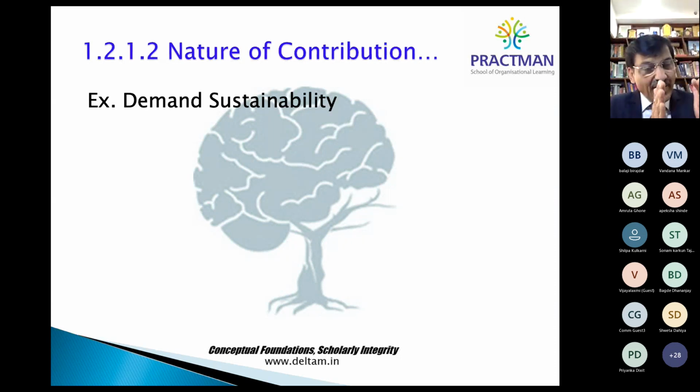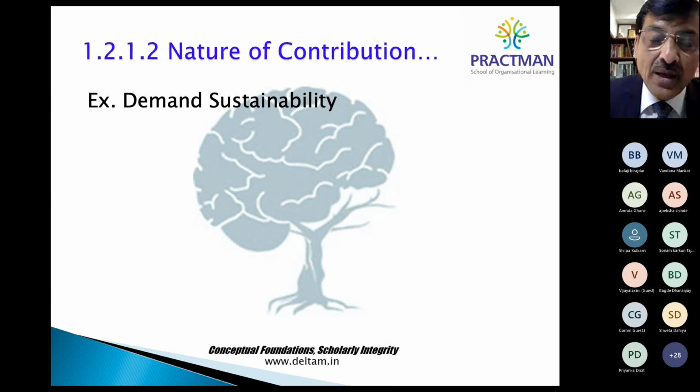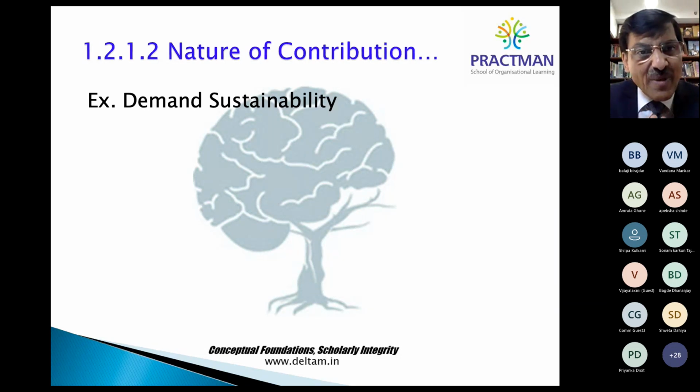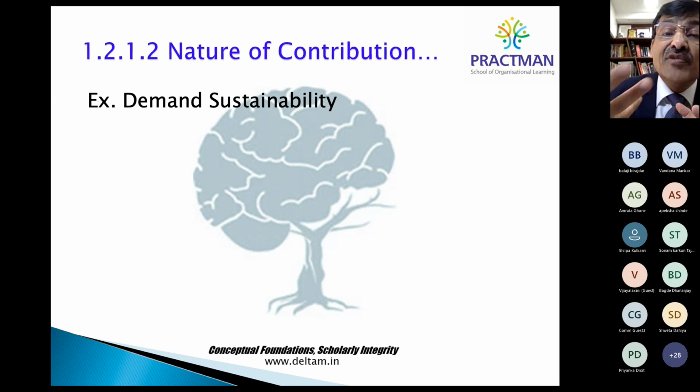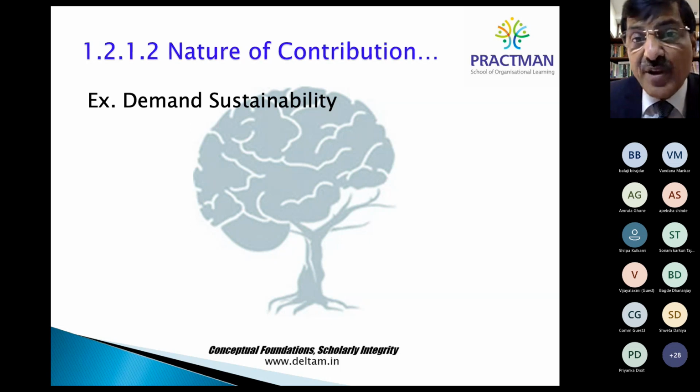So the demand for pagers vanished and the demand for mobile phones went up. Now, once you have expanded the market for a product category, once you have created demand for a product category, what needs to be done to sustain that demand can be the next area of research for someone else. I did my research on market expansion strategy. Somebody may take it further and say that I would work on sustainability of demand.